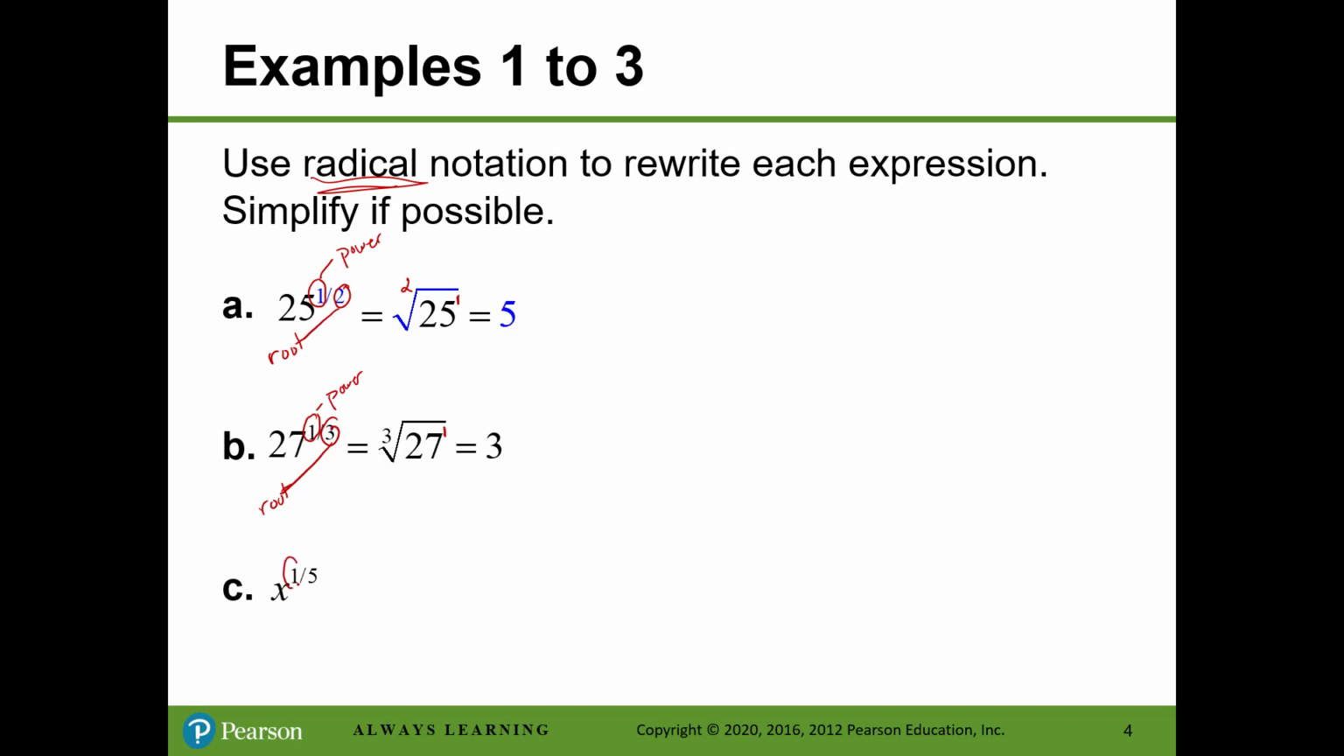Okay, letter C. Again, the numerator is the power. The denominator is the root. So if we rewrite it using the radical, it's basically asking us to find the fifth root of x, isn't it? Which we clearly don't know because there's only one x there, isn't it? And since there's only one x, I can't take the fifth root of it, which is why the final answer is just the fifth root of x. Good? You with me so far?